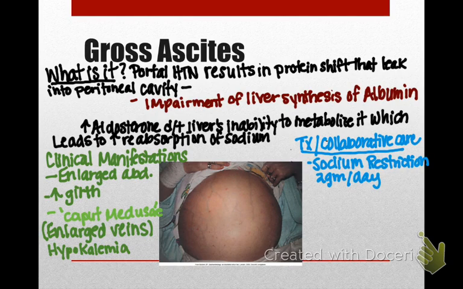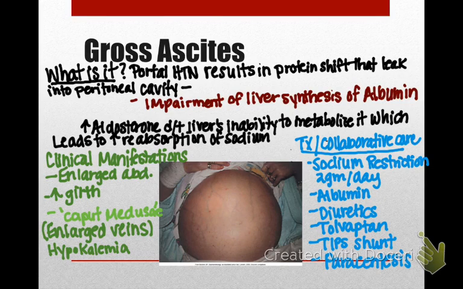So what are we going to do for them? Well, they're going to be on a sodium restriction, 2 grams a day. They may need albumin, diuretics. Diuretics can cause what? Hypokalemia too, right?